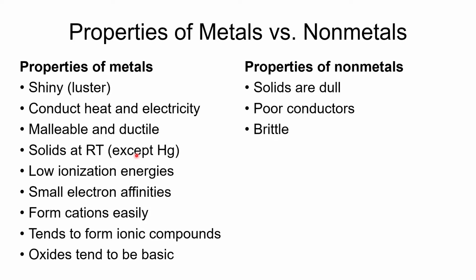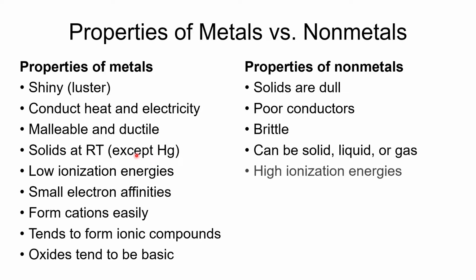Metals are solids at room temperature. Nonmetals are kind of all over the place. Some are solids, some are liquids, and some are gases. There's only 2 liquids on the periodic table. One's a metal and one's a nonmetal. So with liquids, we don't have much of a distinction there. But nonmetals, typically we get all 3: solids, liquids, and gases.